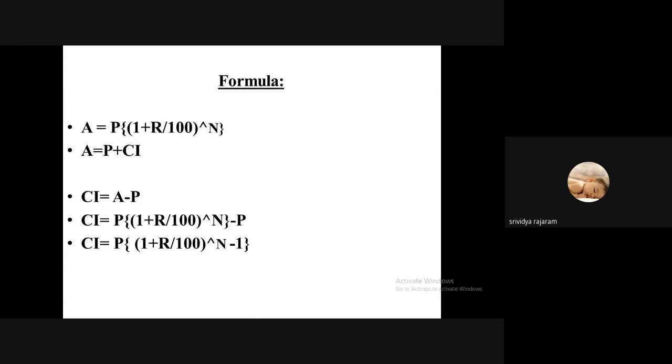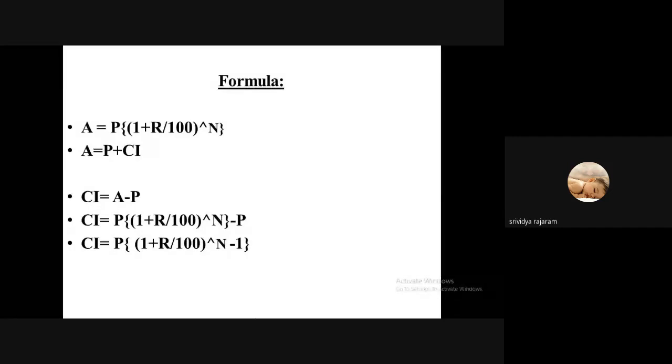In compound interest also, A is nothing but the initial amount which we are depositing plus the compound interest which the bank is giving us, right? So in both simple interest and compound interest, A is nothing but P plus the amount of interest. Here we are calculating compound interest, so A is P plus CI. In simple interest, A is equal to P plus SI. So here we derive the formula for A, which is P into 1 plus R by 100, the whole power n.